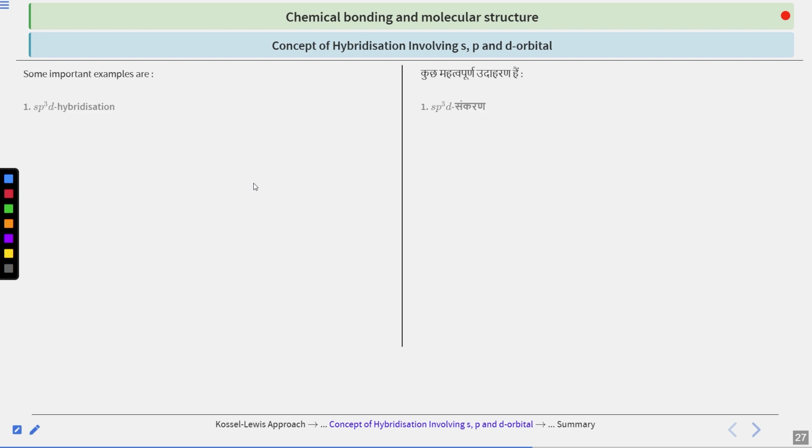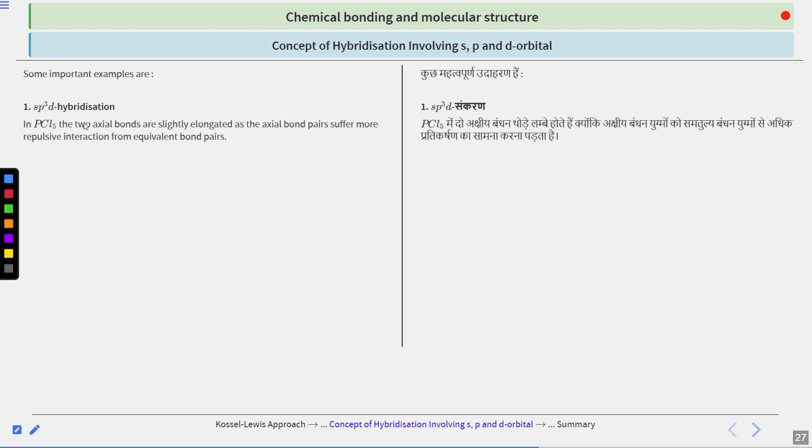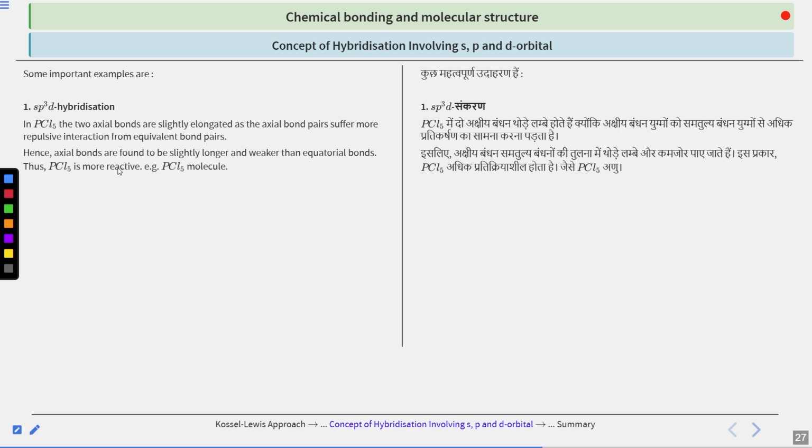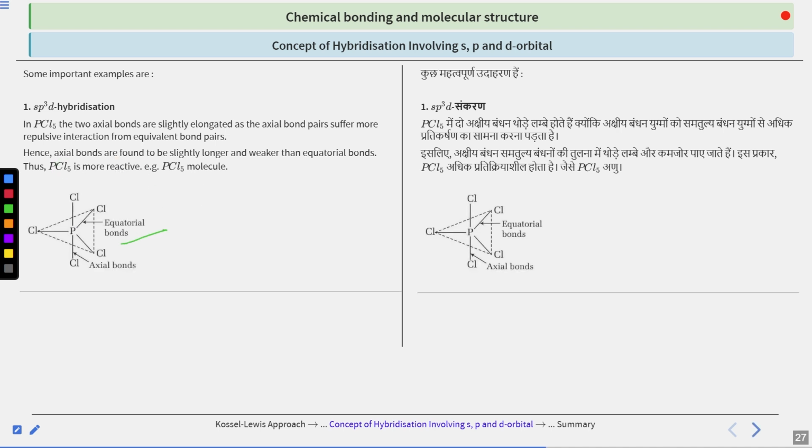Next, some important examples. The sp3d hybridization example is PCl5. You will see that in PCl5 the axial bonds are longer, whereas the equatorial bonds are shorter. Since the axial bonds are longer, they are weaker than the equatorial bonds. Therefore PCl5 is very reactive. So this is your equatorial bond that is present in the trigonal plane, and this is your axial bond that is present along the axial position.